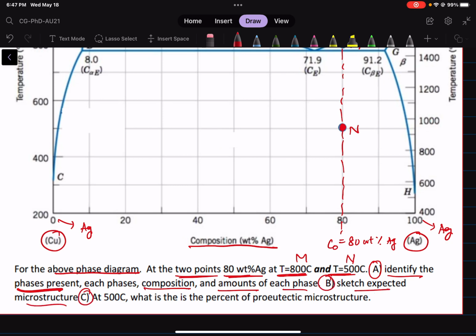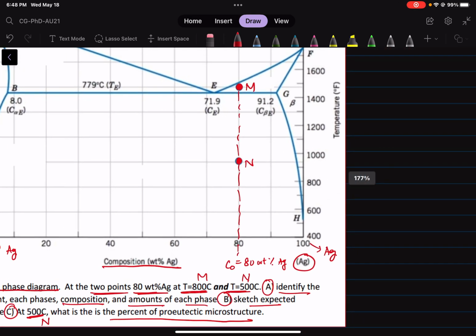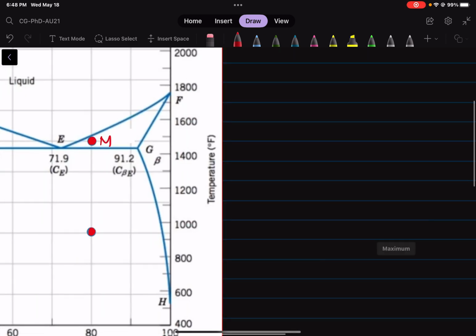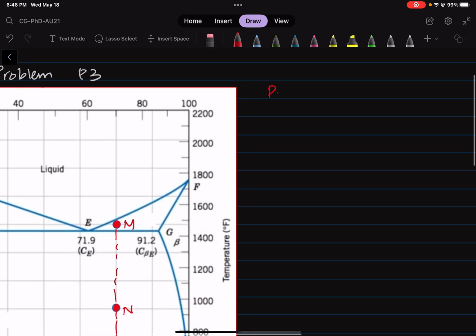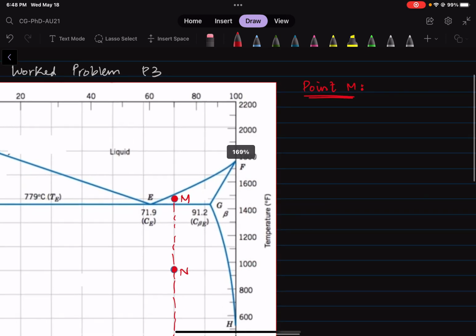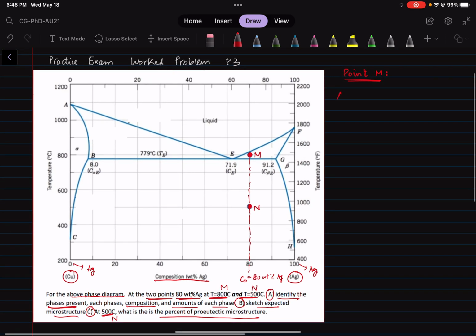For part C, we need to find, for the point N, which is at 500 degrees Celsius, what is the percent of proeutectic microstructure. Right? So let's try to solve this question point by point. So let's write down point M on this side. And for part A, we have phases present.